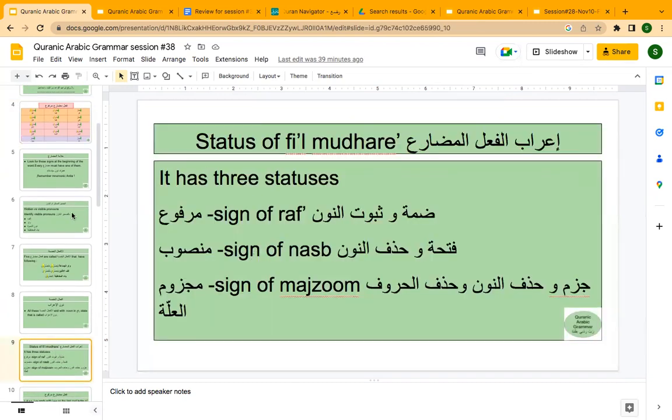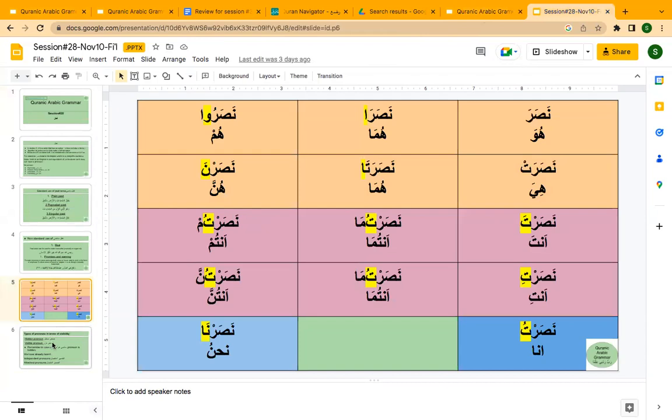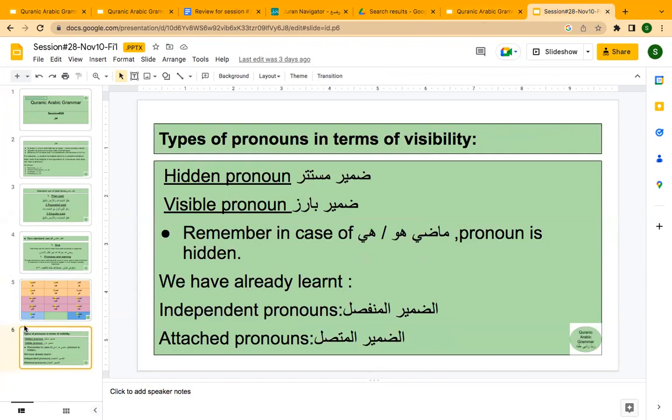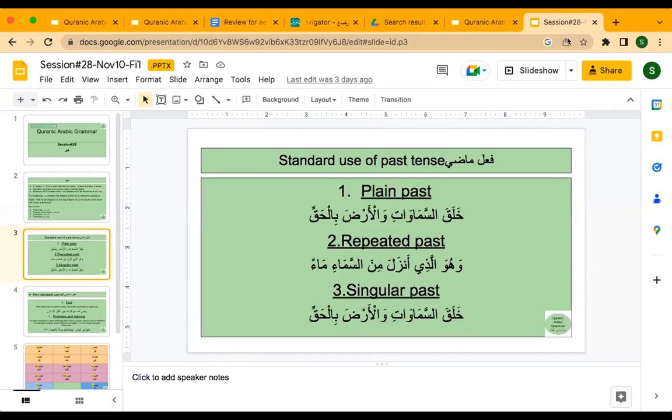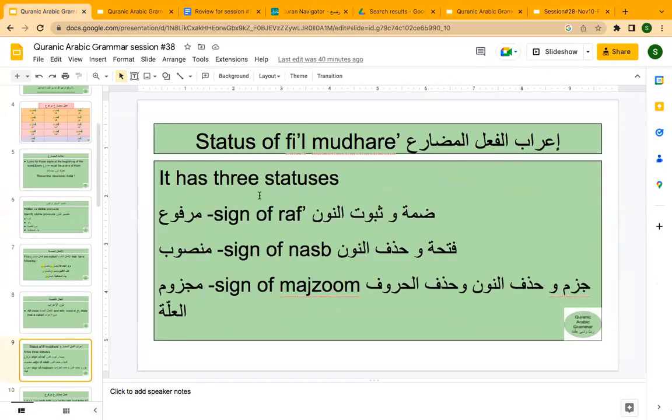Okay. So when we were learning about our fail madi, what did we learn about their ending? Were their endings fixed or did their endings change? If you have kataba, can it ever be katabu, katabi, or a different case ending? They are fixed. Very well done. They are fixed. I have taught you this, that when it comes to fail madi, it is mabni. Yes, it is fixed, it is mabni, right?